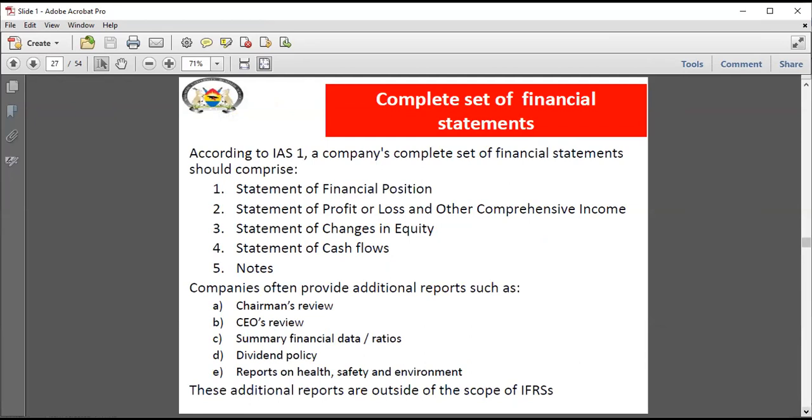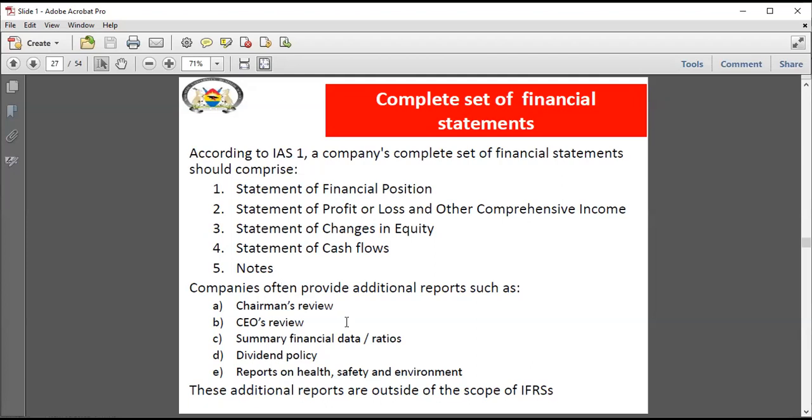So any complete set of financial statements should have a statement of financial position, which others call the balance sheet. It should also have the statement of P&L and other comprehensive income, a statement of changes in equity, a statement of cash flows, and notes to accounts.